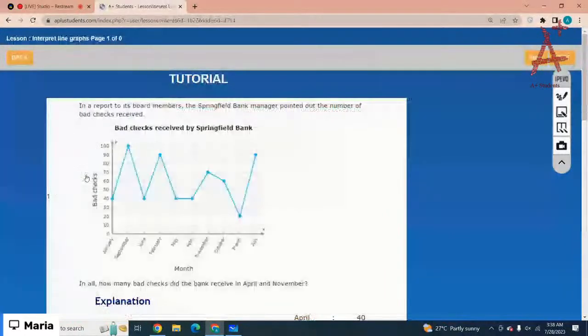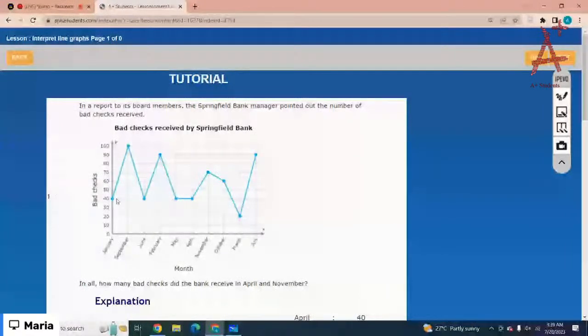Okay, in a report to its board members, the Springfield Bank manager pointed out the number of bad checks received. In all, how many bad checks did the bank receive in April and November? Okay, so this is the line graph you are given. You have to read the data from the line graph. Here is April. You just match the line to the y-axis. When you match it to the y-axis, that would be 40.